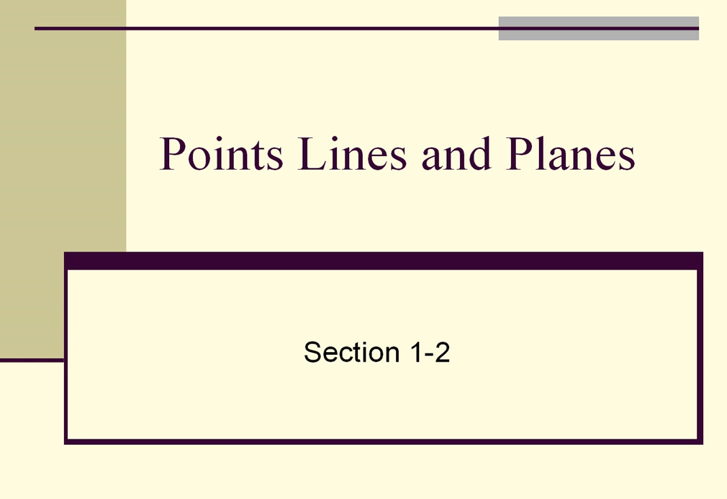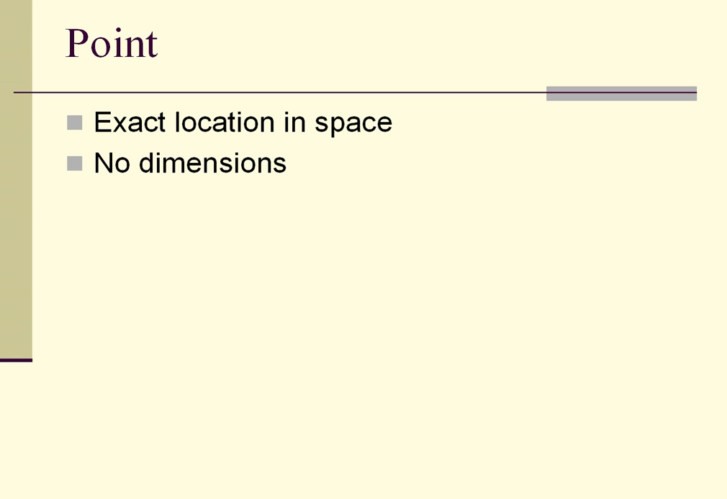All right, what we're going to be looking at today are points, lines, and planes. And this is section 1.2 in the geometry textbook. And the first thing we want to talk about is the point. A point is an exact location in space. It actually has zero dimensions, which means if you were to have an actual point, it wouldn't be visible.